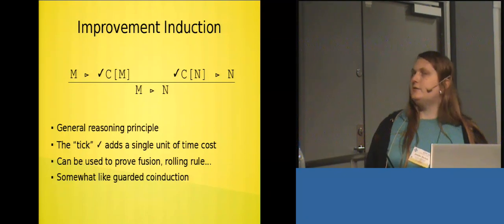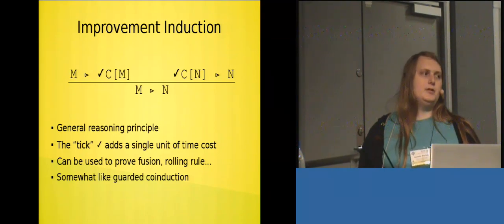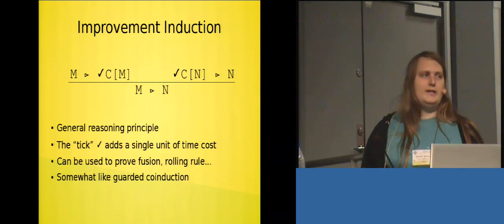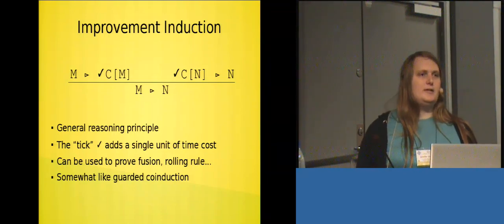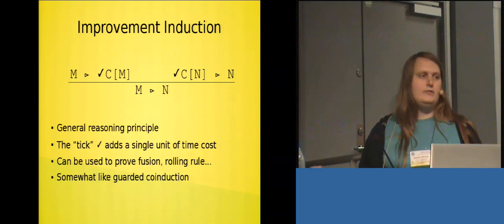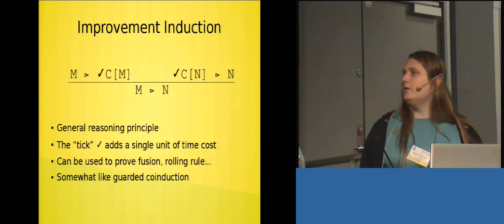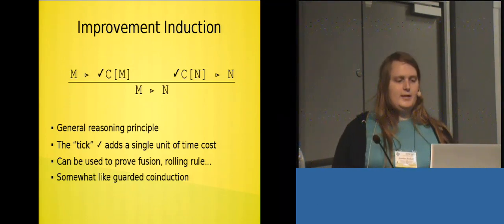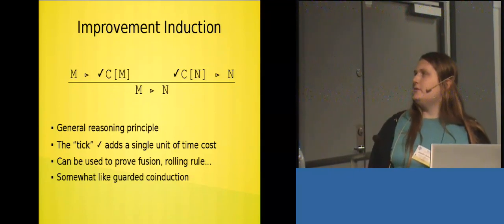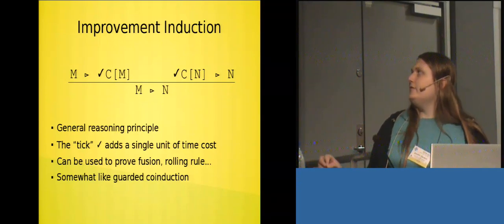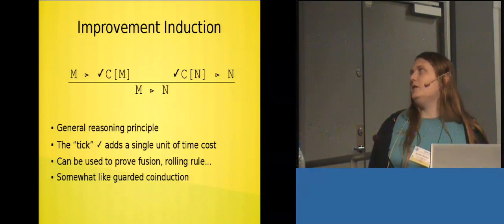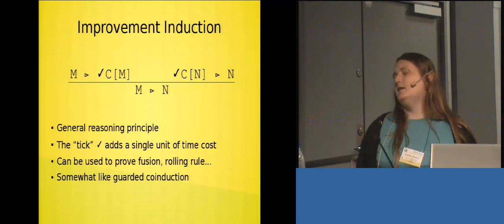This also includes this tick, that sort of represents a single unit of time cost. You can actually encode this in the language of improvement theory just by writing it as a let binding, but it's easier if you just have a separate operation for it. A lot of what we end up doing is pushing around ticks. So if we can somehow turn M into a tick of C of M, and then turn a tick of C of N into N, then we know that M must be improved by N.